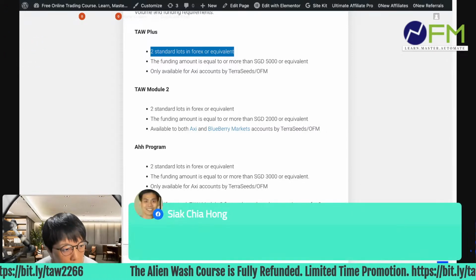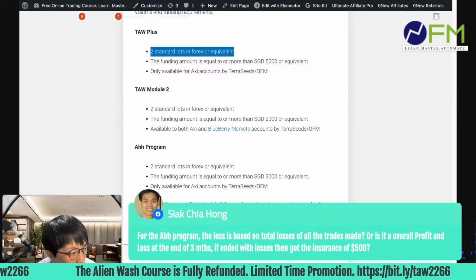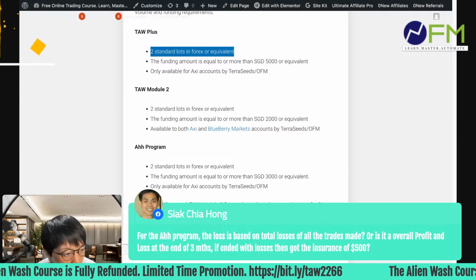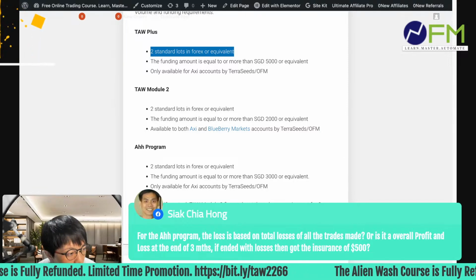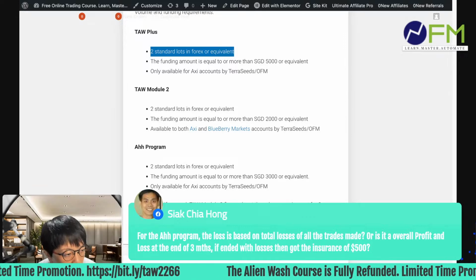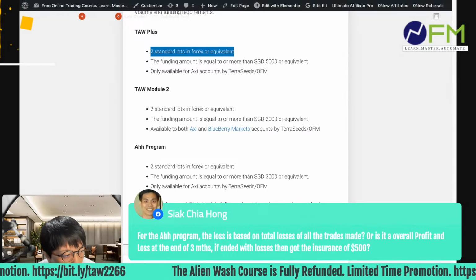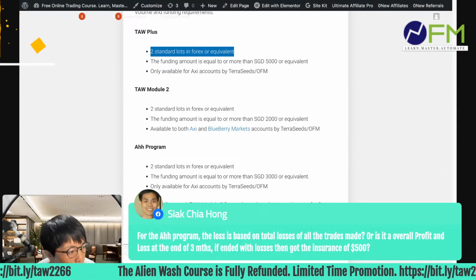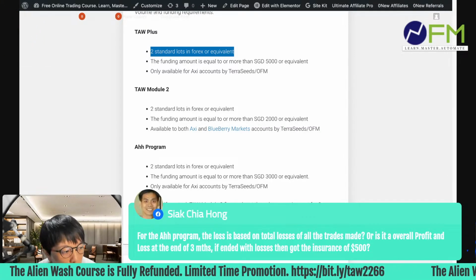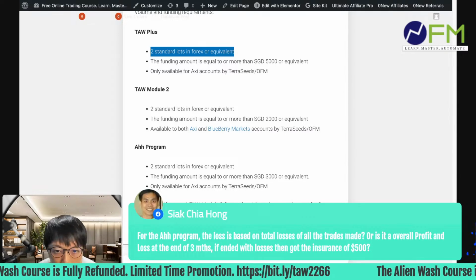There's one more question here. For the R program, is the loss based on the total loss of all the trades made? Or is it the overall profit and loss at the end of the 3 months? If you ended with losses, you get insurance of $500. Okay, it is number 2. If you have a profit and loss at the end of 3 months, net off, and you still make a loss, then you have the insurance of $500.